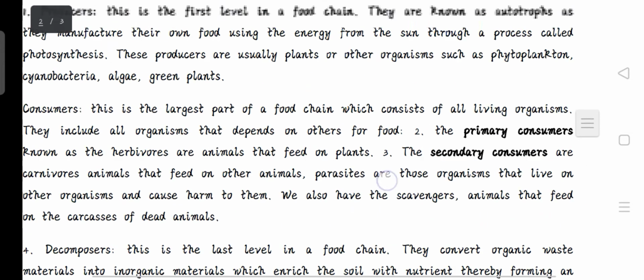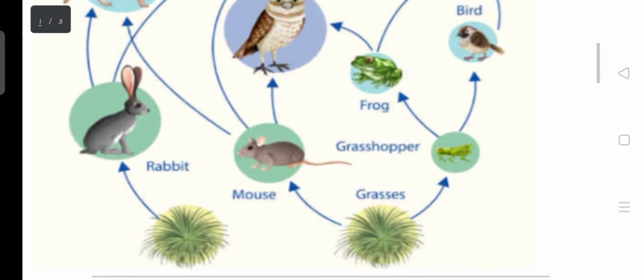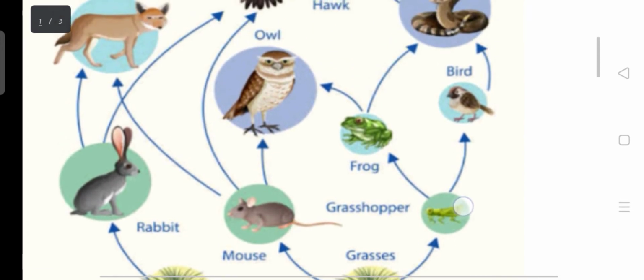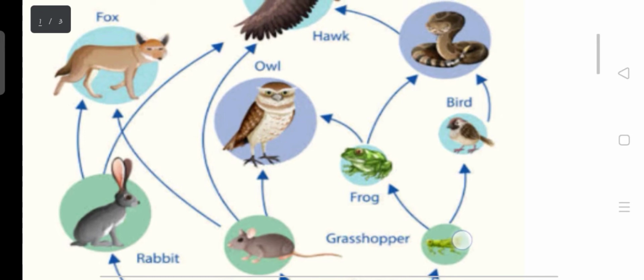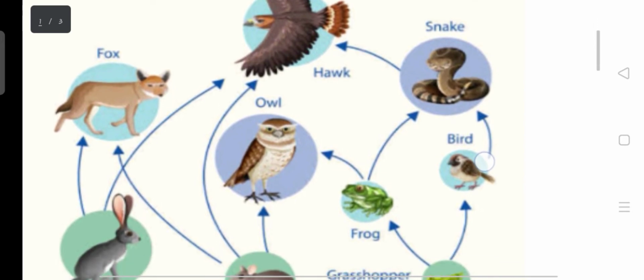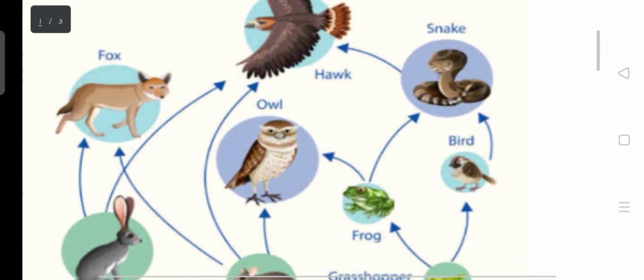When you refer to this picture, you can see that there are certain organisms in a food chain that are being fed by different types of organisms. When these organisms increase in number, it tends to multiply the food chain, leading to what is called a food web. Here you can see that the grasses are being fed by both the mouse and the grasshopper, and not by either of them alone. Then you can also see that the grasshopper is being fed by both the frog and the bird, and not by either of them alone.